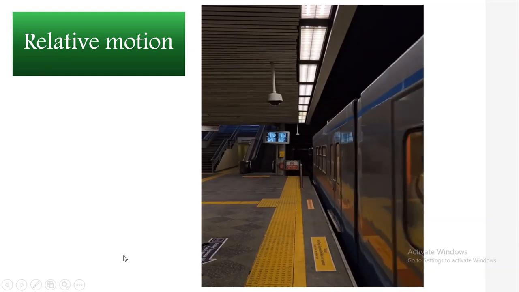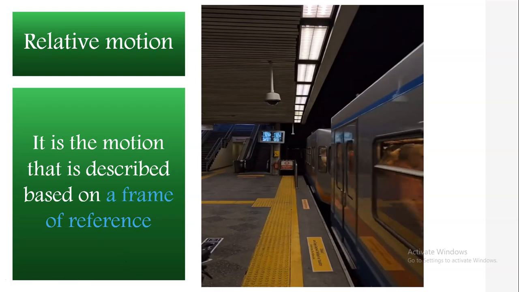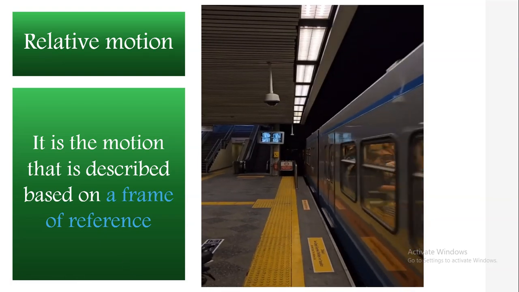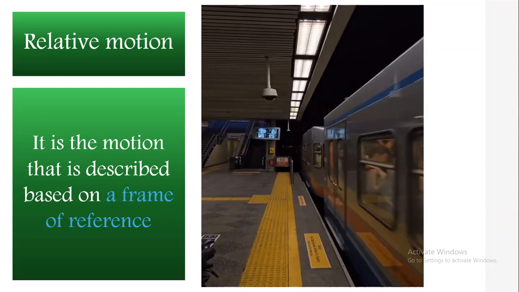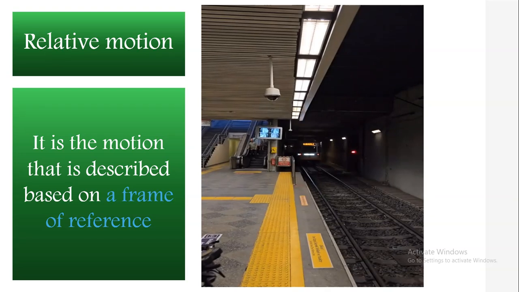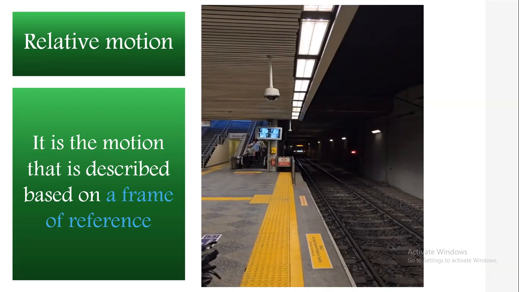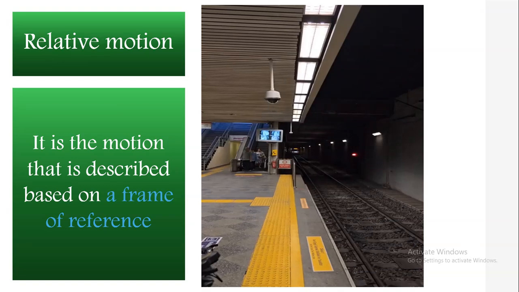So this is called relative motion. It is the motion that is described based on a frame of reference. I have a frame of reference, you have a frame of reference. We have different frames of reference. So we have relative motion. I'm going to give you a simpler example.